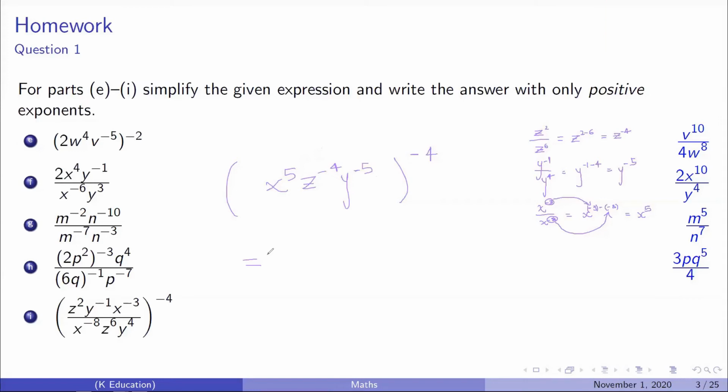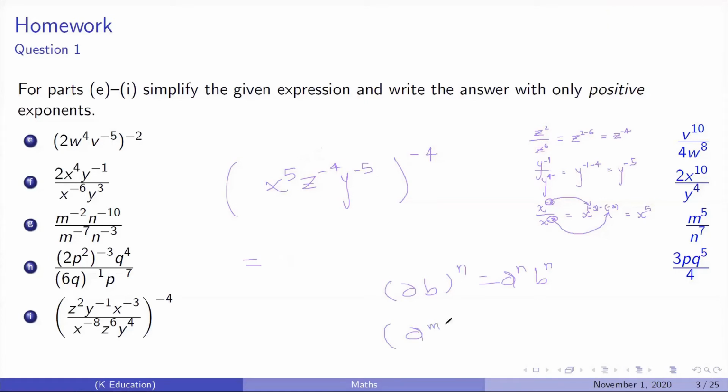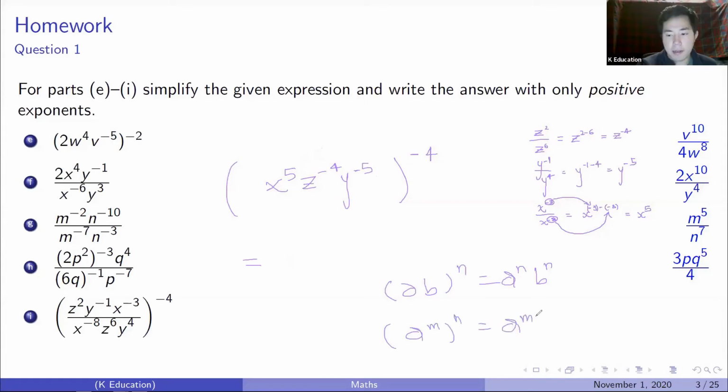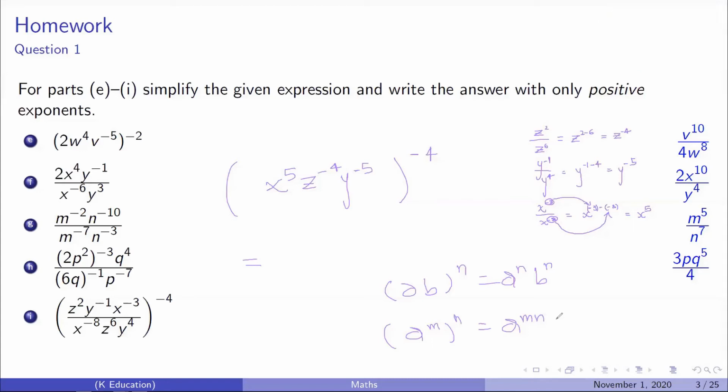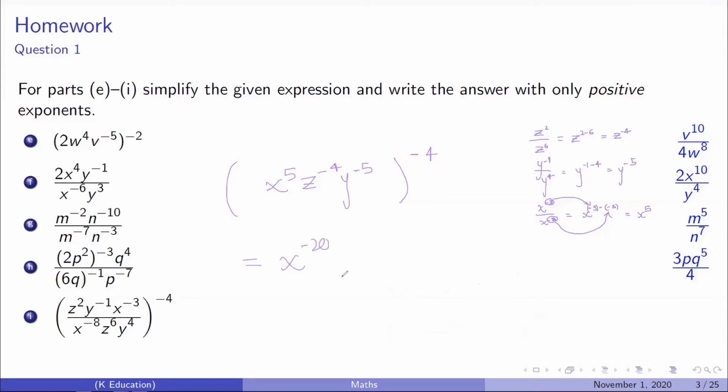You would get x to the power of minus... Do you times it or do you plus it? Yeah, you times them. So remember, ab to the power of n is a to the n times b to the n, and a to the m to the power of n is a to the mn. So you multiply the powers. So it will be x to the power of -20, z to the power of 16, and y to the power of -20 as well.